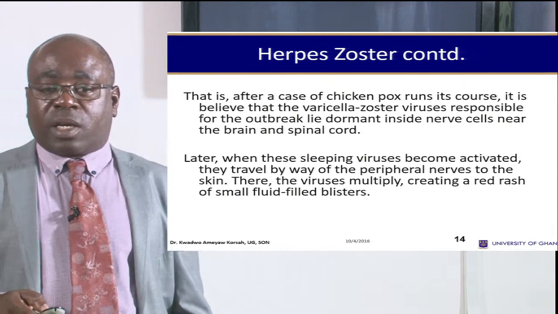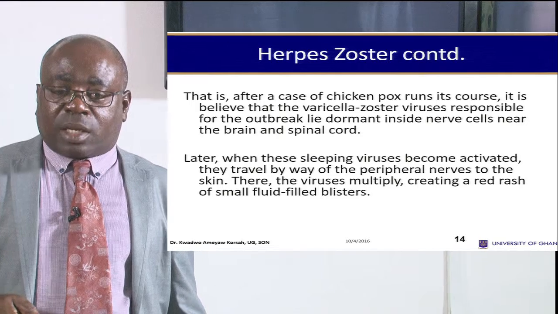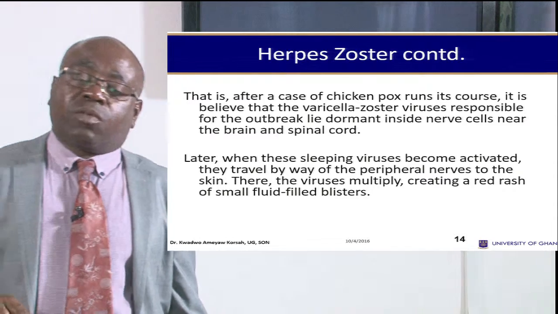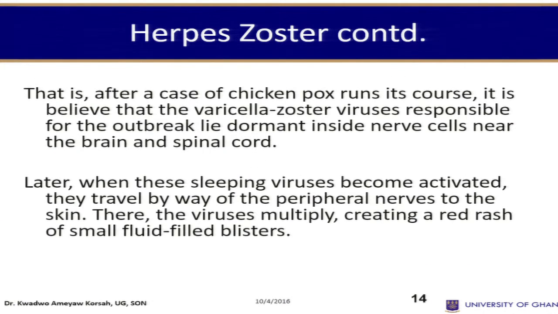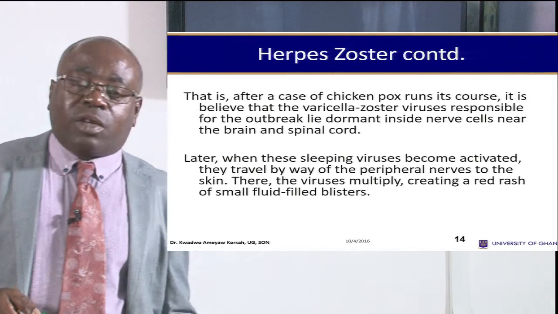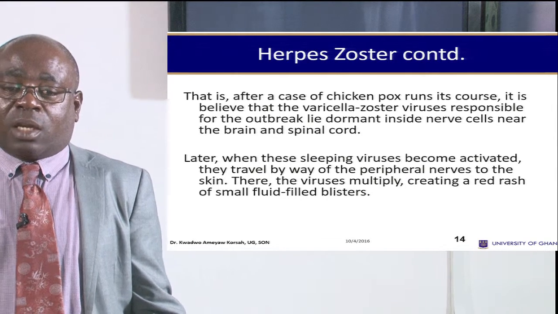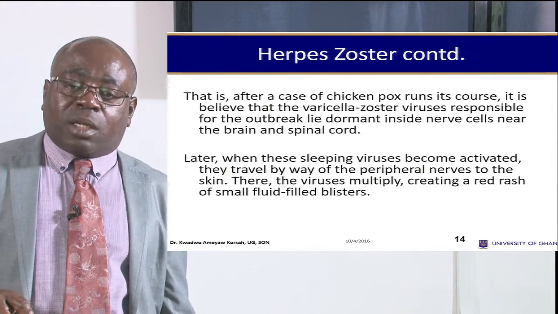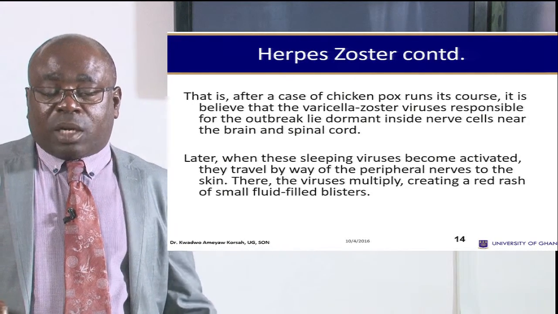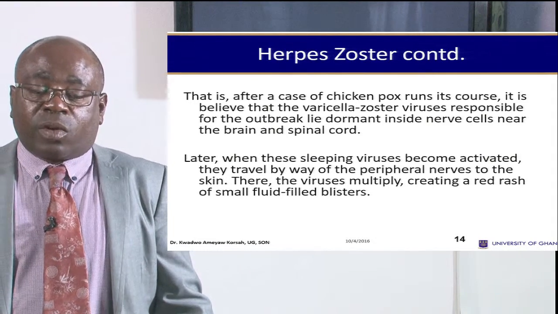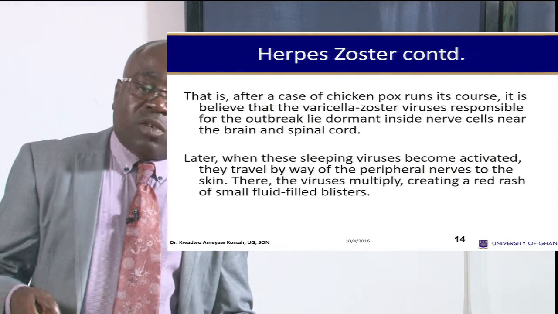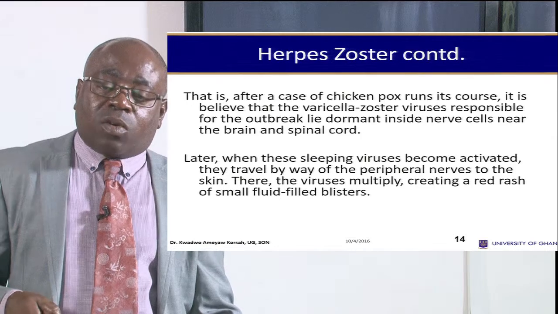There, the viruses multiply in numbers and create a red rash of small fluid-filled blisters. What I'm trying to tell you is that when somebody becomes immune compromised, for instance, has HIV or tuberculosis or any other condition that lowers the immune system, it's likely that this provides a conducive environment for reactivation of the organisms resting in the dorsal ganglia to come to the surface of the skin and cause this kind of condition.